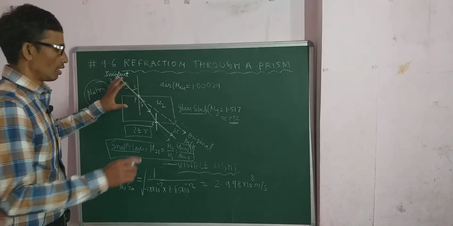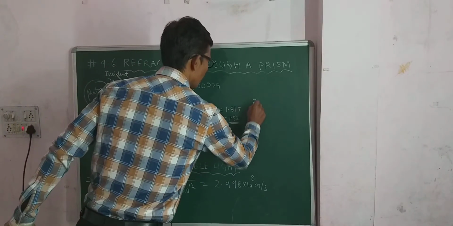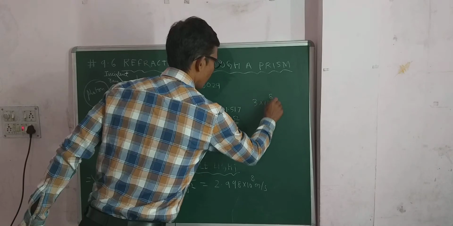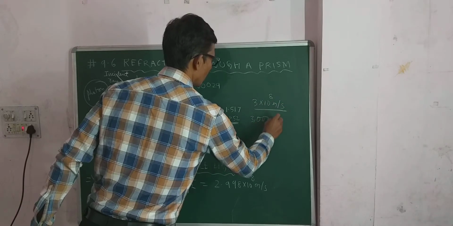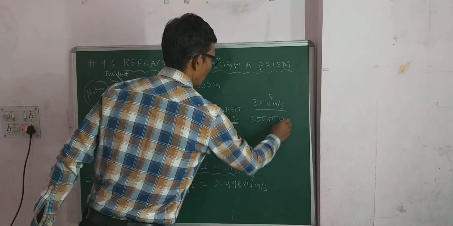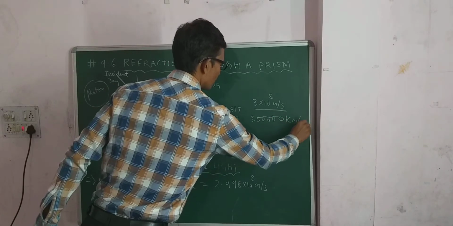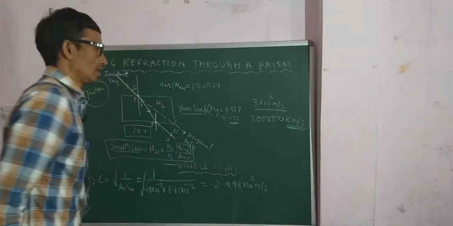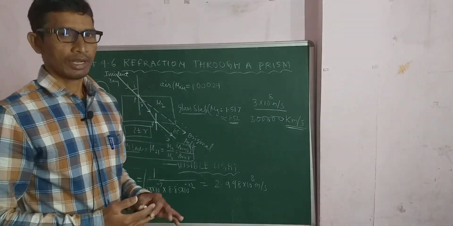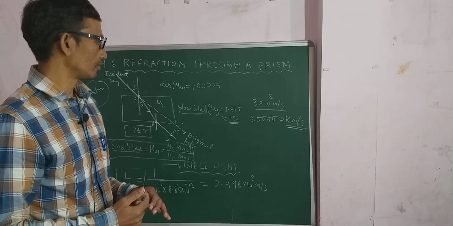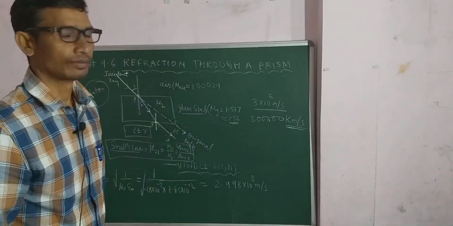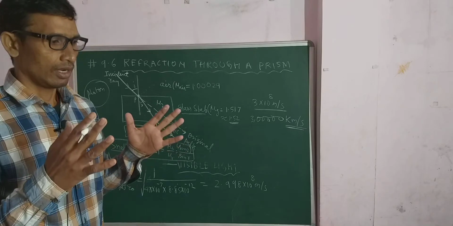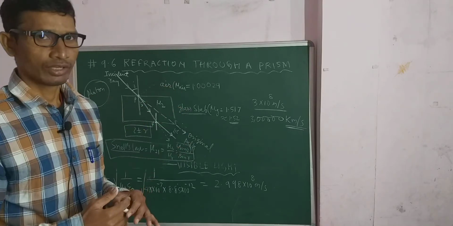Huge speed. This is 3 into 10 to the power 8 meter per second, that is 3 lakh kilometer per second. You imagine that when the light travels 3 lakh kilometer per second, whenever it strikes a surface, it reflects.